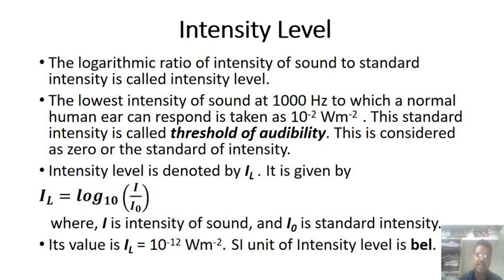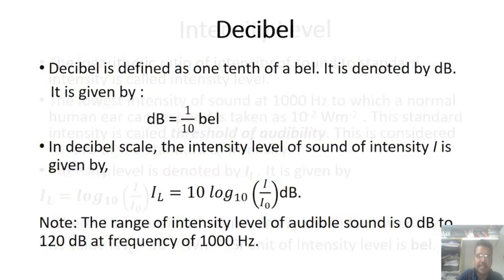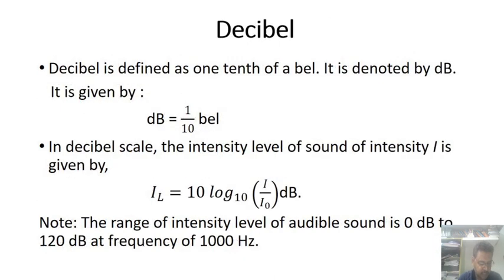The SI unit of the intensity level is the bell. So, to define the bell, consider IL equal to log base 10 of I by I0. That is the definition of the bell.